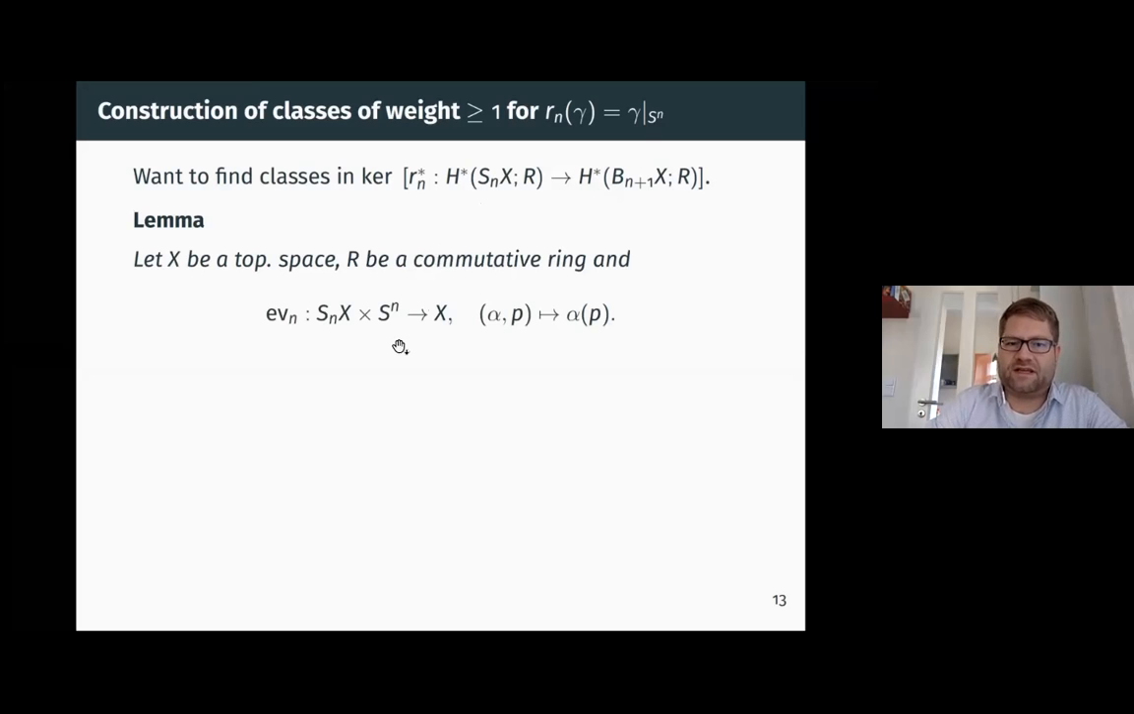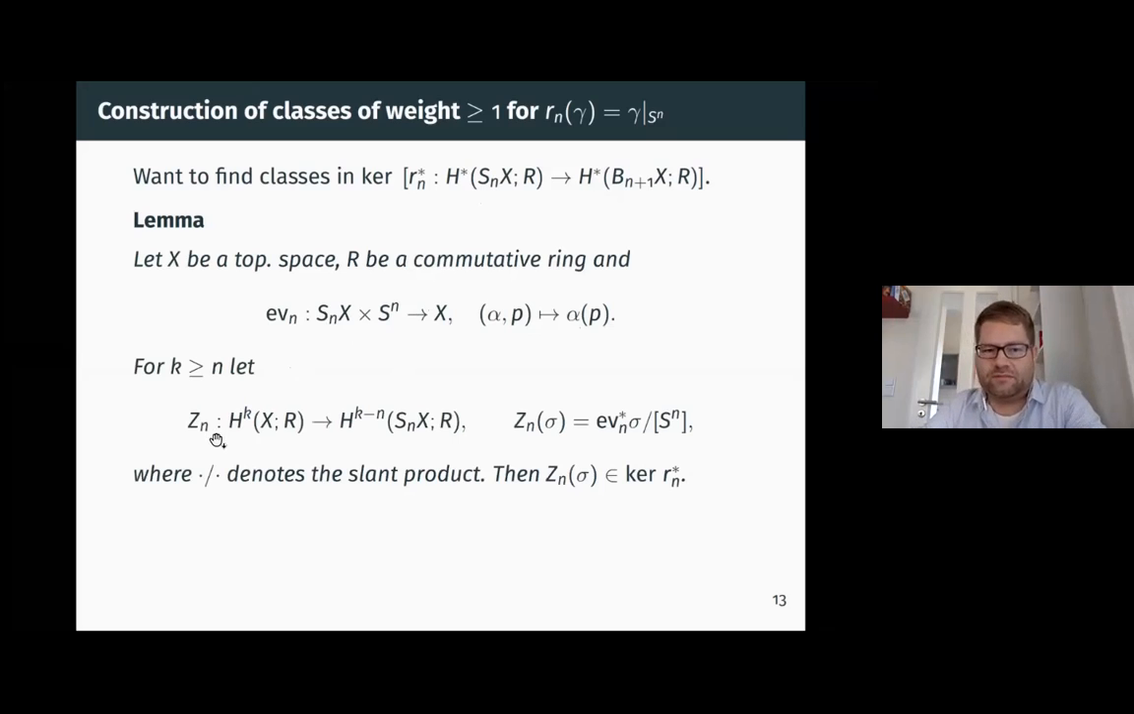Namely, if we have a space X and we consider the sphere space S^n X, and the evaluation map, which takes an element of S^n X and a point p in S^n and evaluates the map at the point p, we can use this to construct a class. I call this map Z_n. We take a cohomology class of X, an arbitrary non-vanishing class, and obtain a class in degree k minus n by pulling back with respect to evaluation, and then taking the slant product with the fundamental class of S^n. So roughly speaking, we pull back with the evaluation and mod out the parameter space in this way. Then it turns out that this class is always in the kernel of the pullback of this fibration.